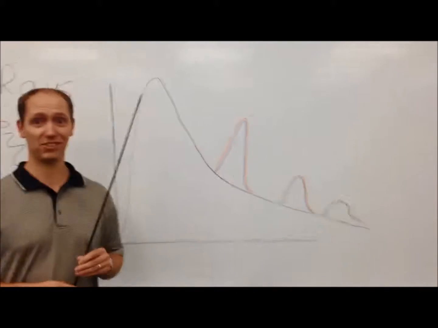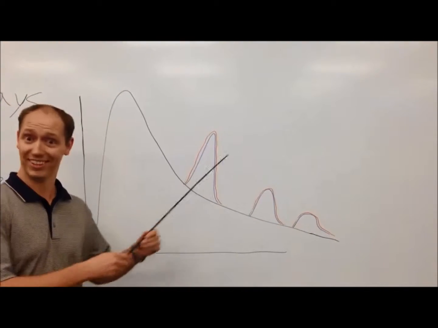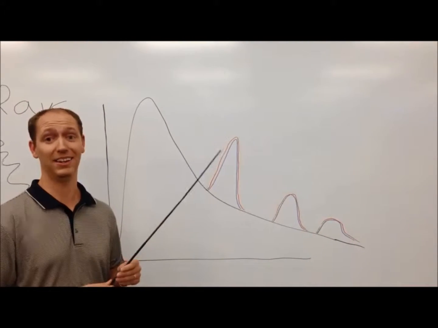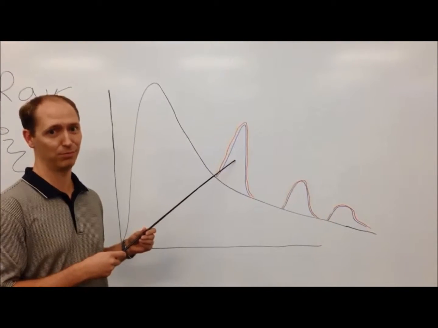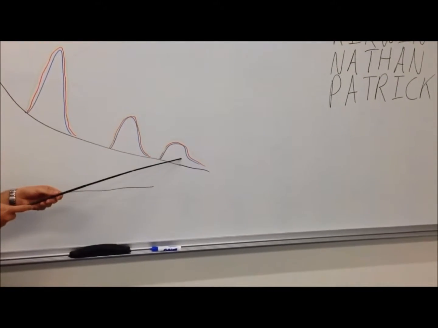Gamma rays emitted from natural elements come in peaks. There are 3 peaks because there's 3 main natural radioactive elements. The most abundant is potassium, second thorium, and then we have uranium.